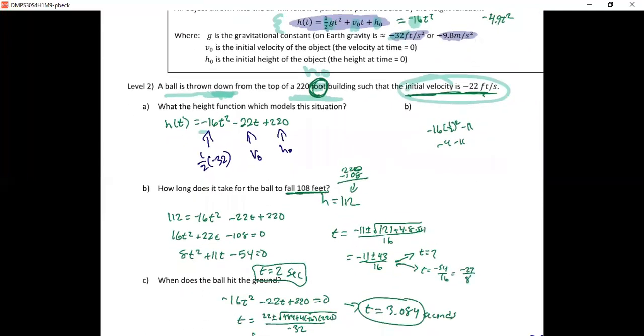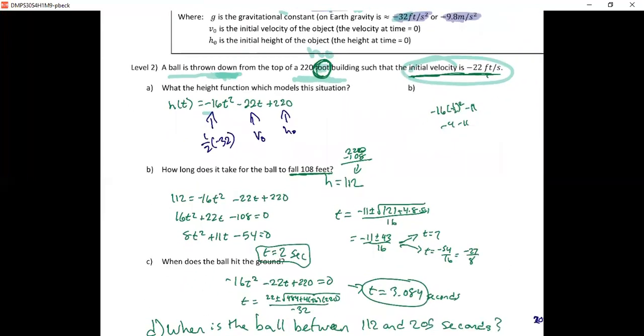I want to know how long it takes for the ball to fall 108 feet. A lot of students just like to throw 108 in, and they're like, oh, okay, I'm done. And no, not really. If the ball falls 108 feet, we start at 220, drop 108, and should get 112. I'm not sure why I wrote over that in a bad way. So that's where I set my height equal to 112 and then solve.